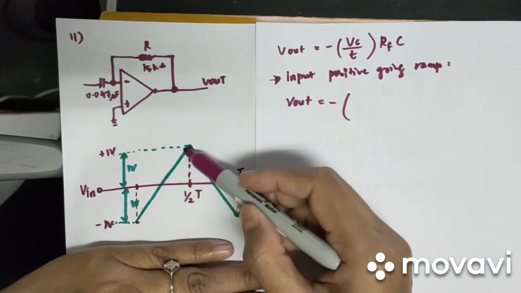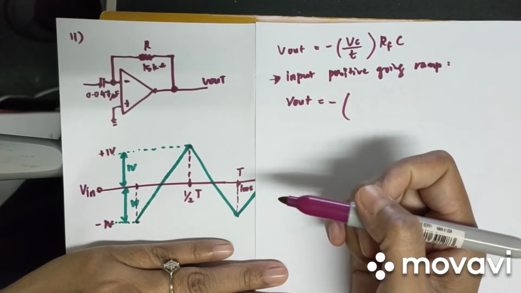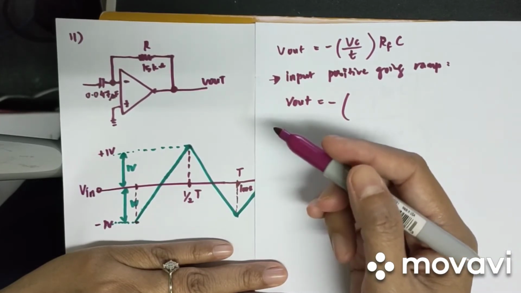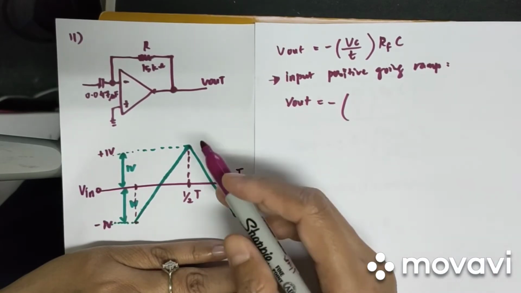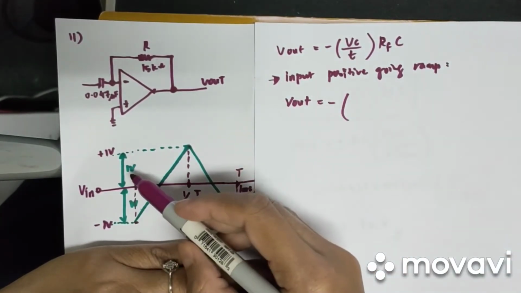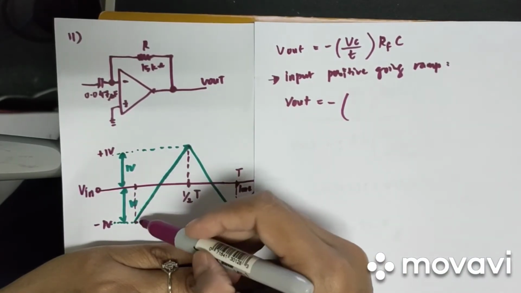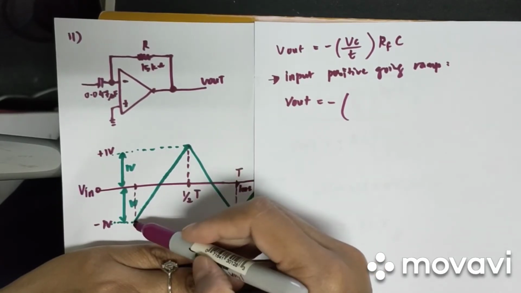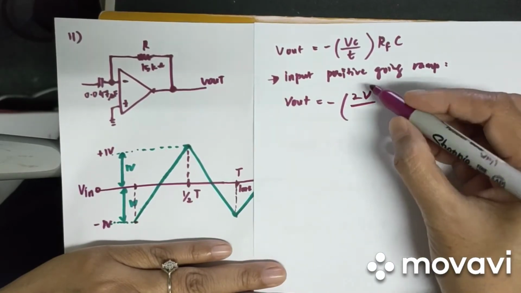The peak-to-peak value is given in the question: the peak-to-peak voltage is 2 volts, right? So from here to here is 2 volts, from the lowest peak to the highest peak. So this is the input for the positive going ramp, 2 volts over the time.